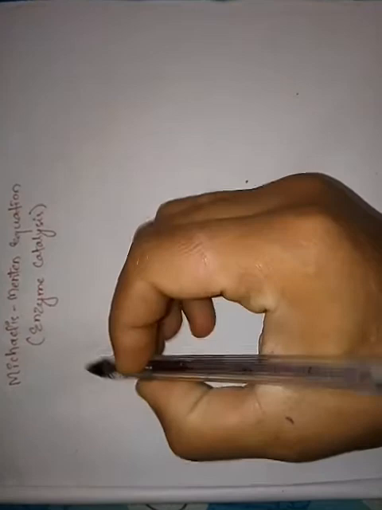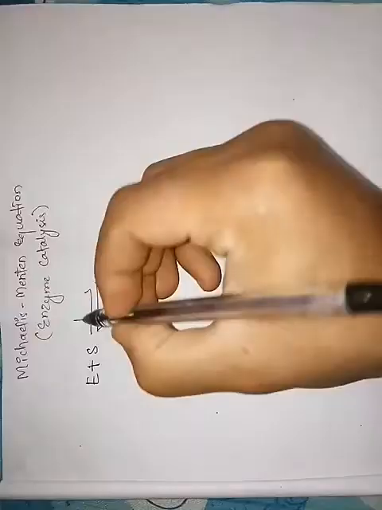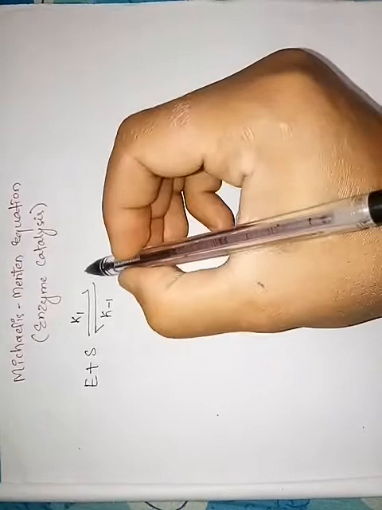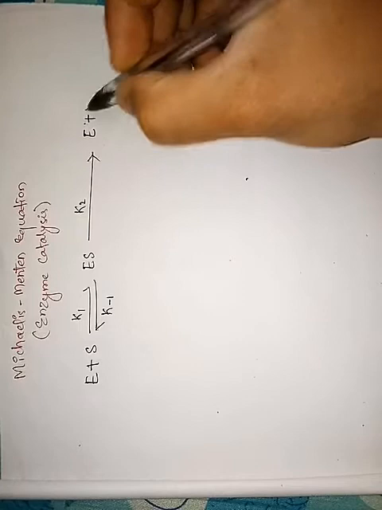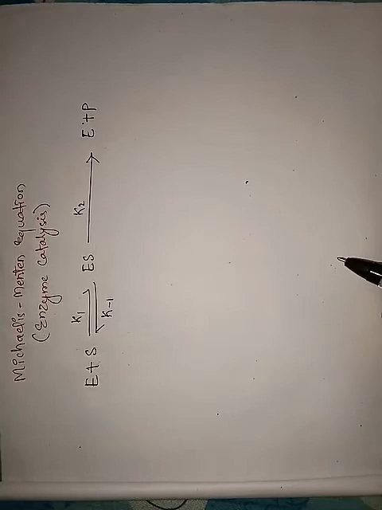According to the equation proposed by them, we need to consider an equilibrium reaction, which can be written in the following way. So this is the equation that was proposed by Michaelis and Menten in 1913 for enzyme catalysis.